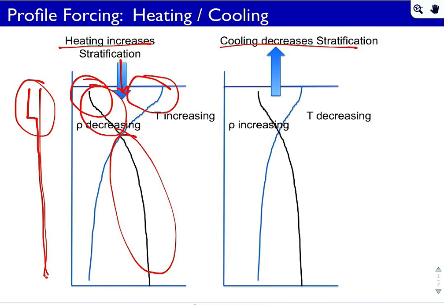Cooling does the opposite. It decreases stratification. So if you start with stratification, the density can increase as the temperature is decreasing. So that increasing density reduces stratification because the density of the surface layer starts approaching that of the bottom layer, tending towards neutral stability. So cooling decreases stratification, decreases stability, and heating does the opposite.